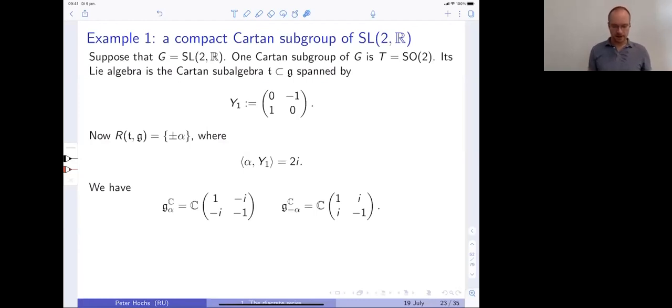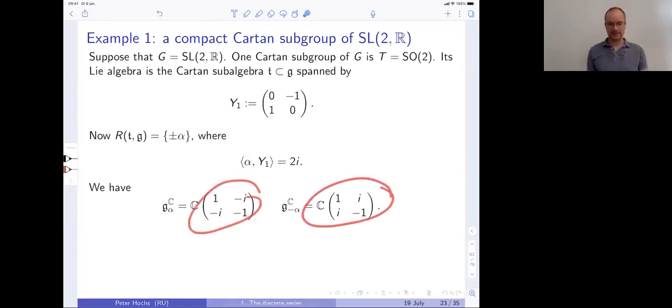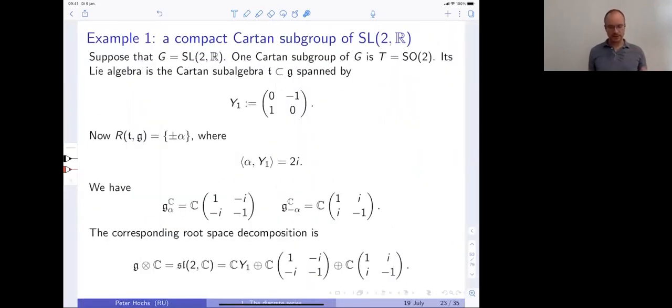And now the root spaces are these two one-dimensional complex subspaces of g tensor C. So this is just a matrix computation. If you compute the commutator of Y1 with this one, you get 2i times this matrix. And here you get the same thing with minus 2i. And then we have a root space decomposition. The complexification of SL2R is SL2C, and this three-dimensional complex space of matrices decomposes as the complexification of the Cartan, so C times this matrix Y1, and then the two root spaces.